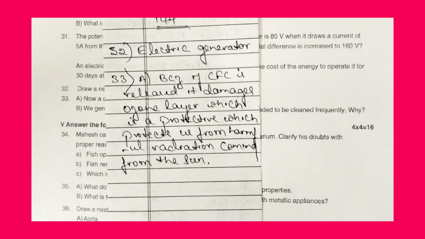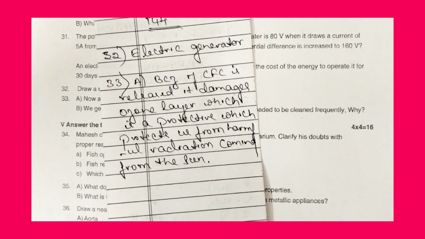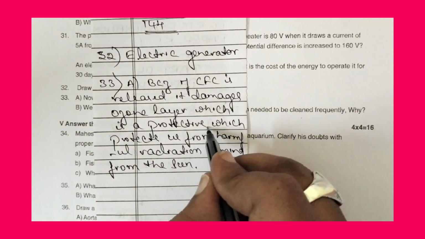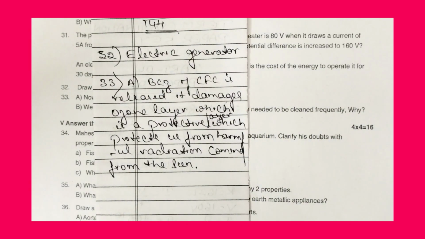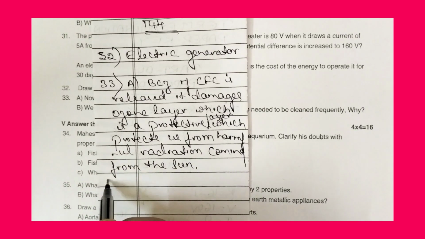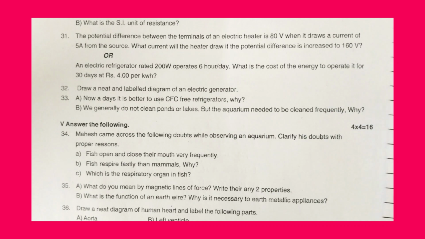Because CFC is released, it damages the ozone layer, which is a protective layer which protects us from harmful radiation coming from the sun. So this is for A question. Now let us move to B question.